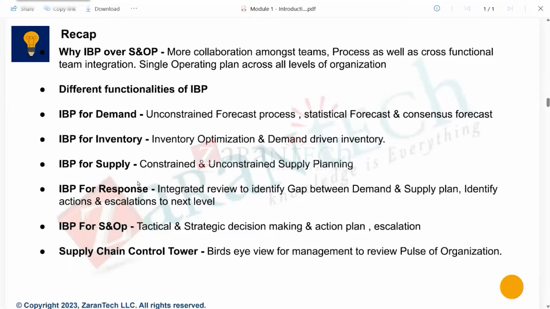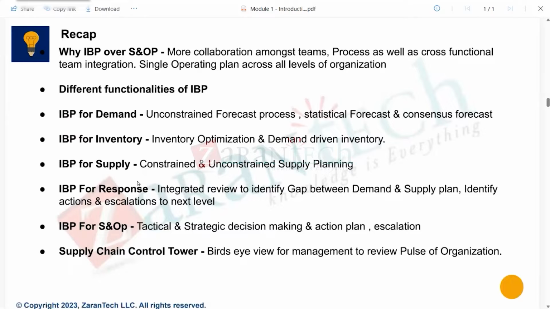In the next one, we had an overview of IBP for inventory, because inventory optimization is extremely important for keeping the organization extremely healthy. If we lose focus on the inventory, then the health of the organization gets disturbed, and it starts impacting the KPIs. The next one was IBP for supply, where we understood what the unconstrained supplies and constrained supplies are, and what the infinite and finite supply planning processes are.